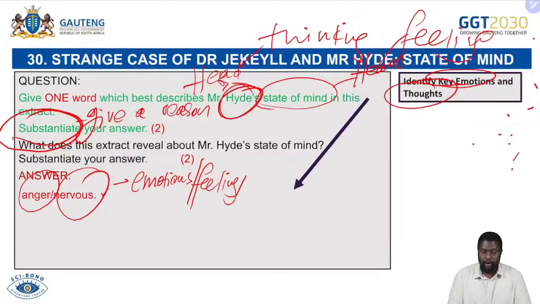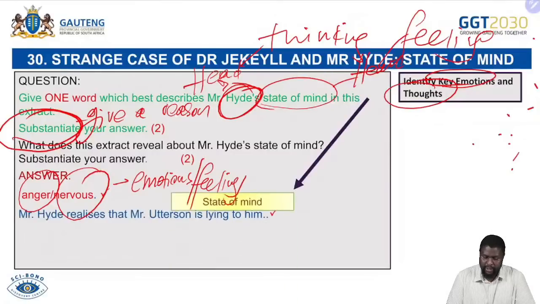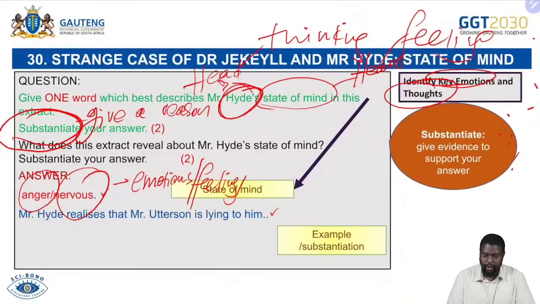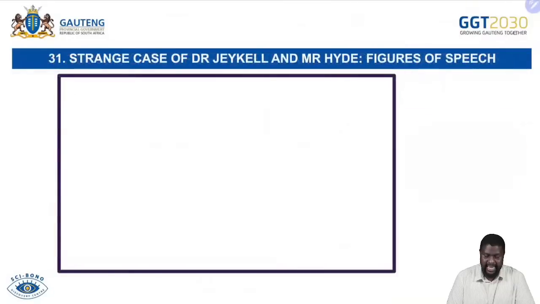Give us a reason for your answer. Mr. Hyde realizes that Mr. Utterson is lying to him. Then that's what makes him what? It makes him nervous. It makes him angry. You can see here you have your state of mind and you have your example. Give us an example. Let's look at another question here.